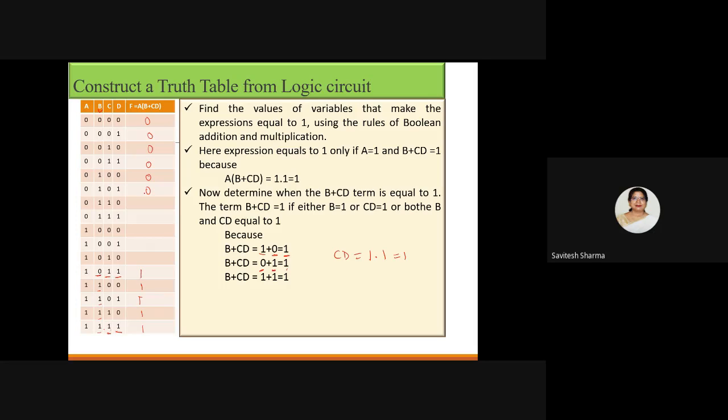Got it? Everyone got it? How I am analyzing the expression and how I am writing the 1 or 0? Please respond. So here I explained how to construct a truth table from a logic circuit.